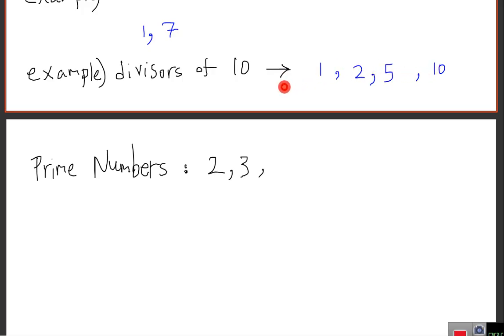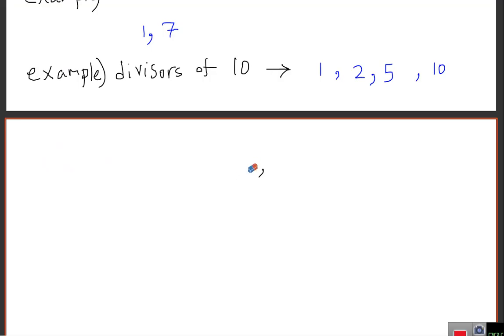Because 1 and itself are always divisors of a number, whatever number it is, for example, assume 17 or 25. 1 and itself is always a divisor. Do you understand what I mean? Not really. Okay, so let me erase here and then work with divisors a bit more.